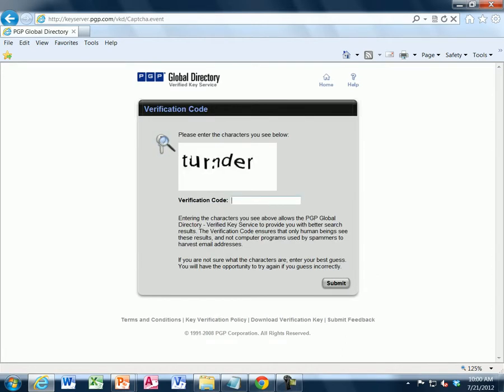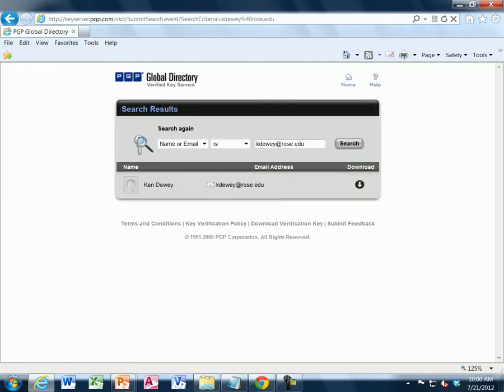All right. Okay. I did a search, and I found a key for Ken Dewey. I want to download this key. Oh, I bet I can't in here.